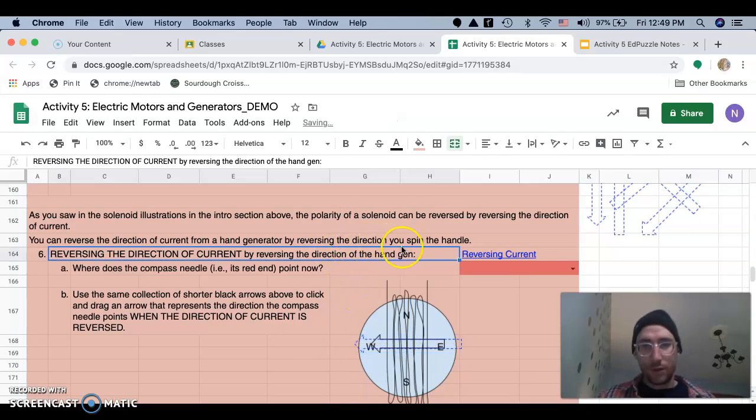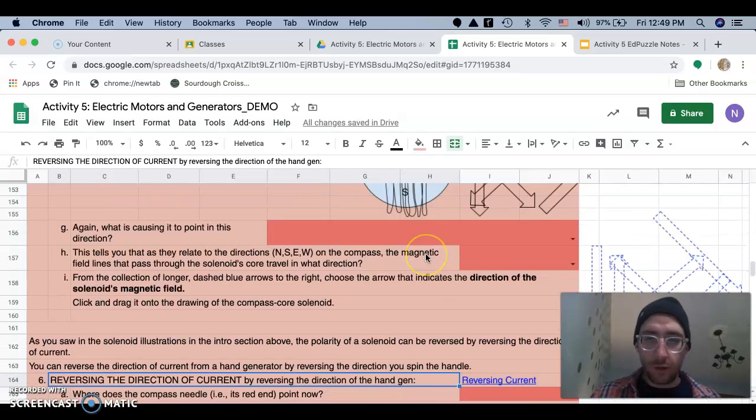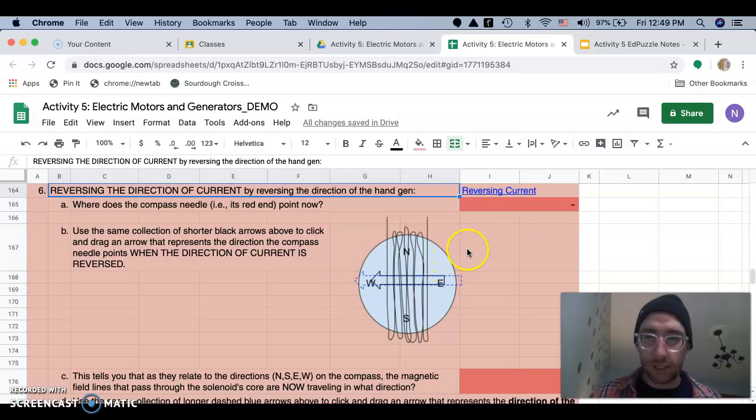All right, so look at that. Compare those two. Current in one direction, current flipped, current in another direction. So if you reverse the direction of the current, you reverse the direction of the magnetic field. That's a little side discovery.